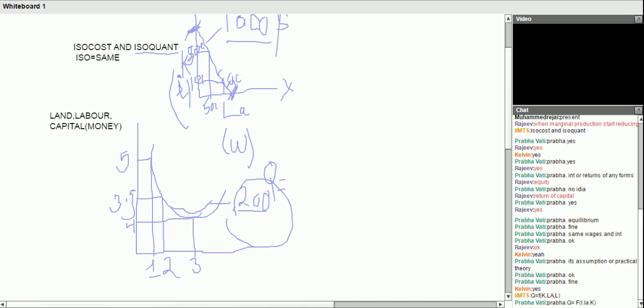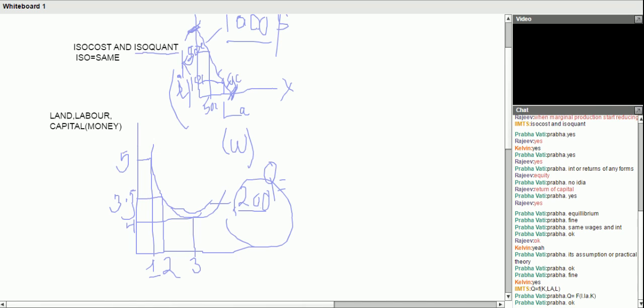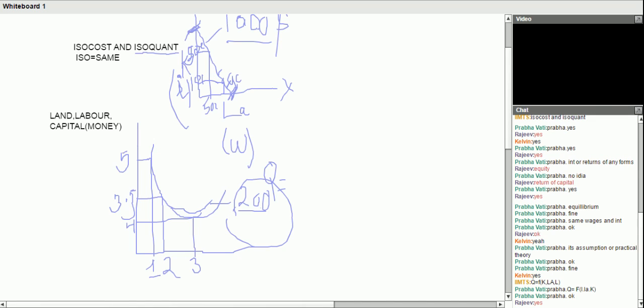Rajiv, Kelvin, Mohammed, Prabha? So this is an isoquant. So we can say isoquant is a graph which shows the various combinations of inputs which we can use to manufacture a desired level of output.